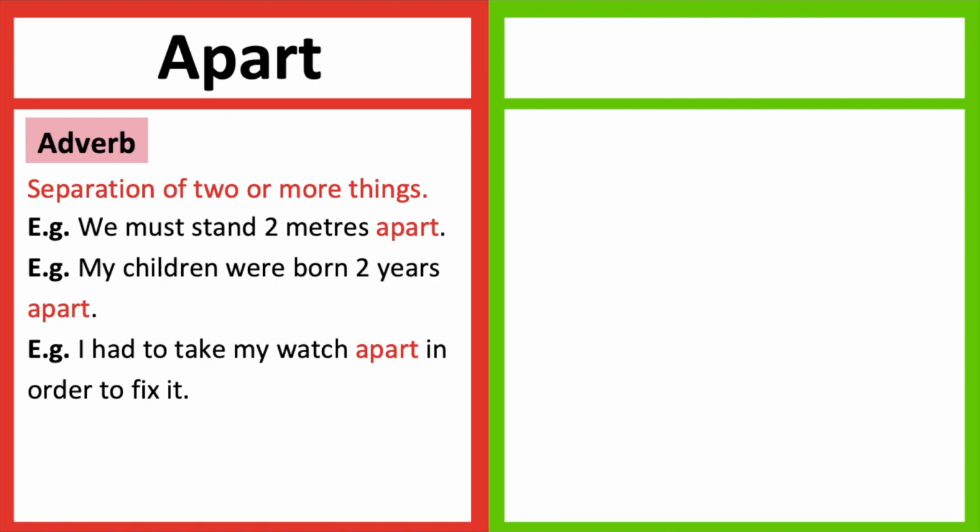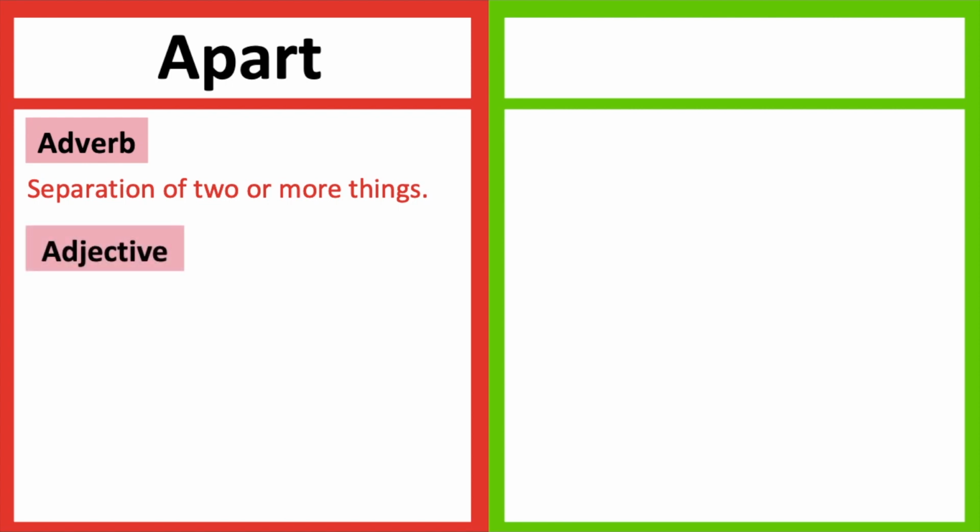Apart can also be used as an adjective. As an adjective, it means separation or isolation. For example, we live apart. Essentially, this just means we live separately.